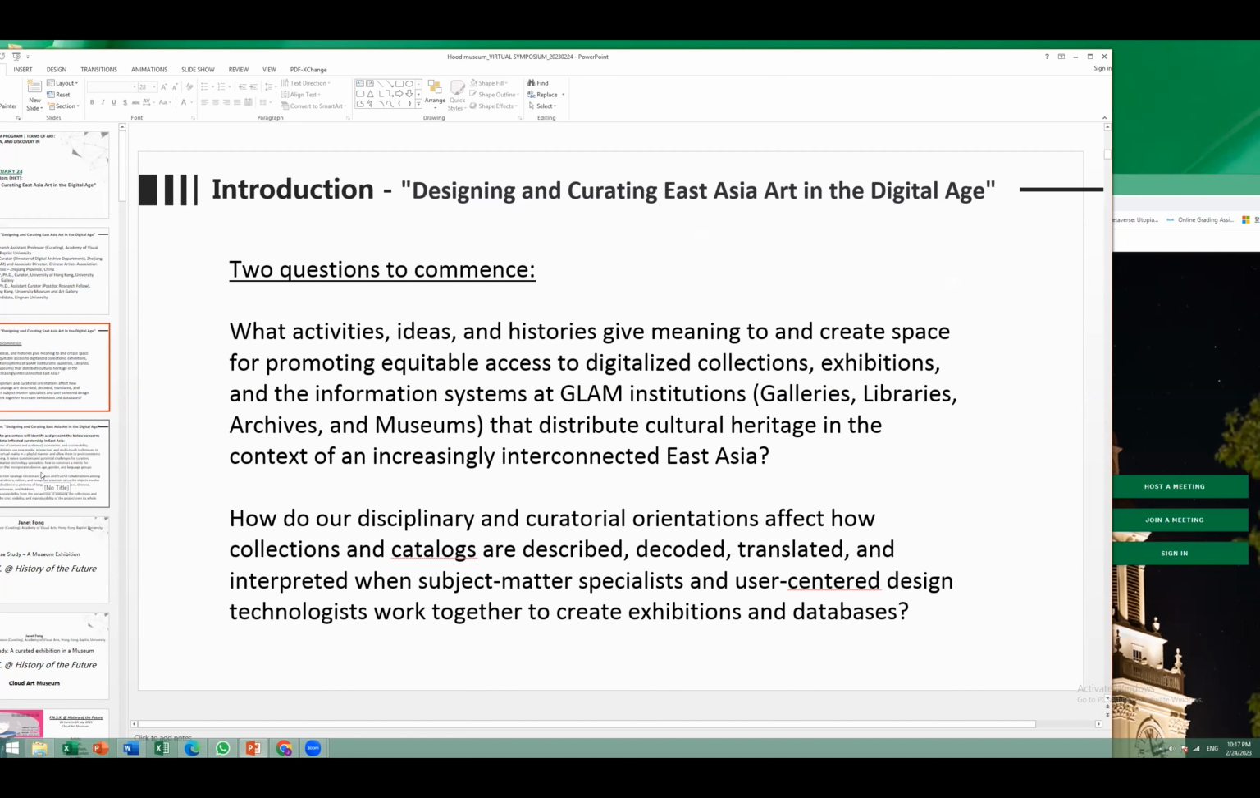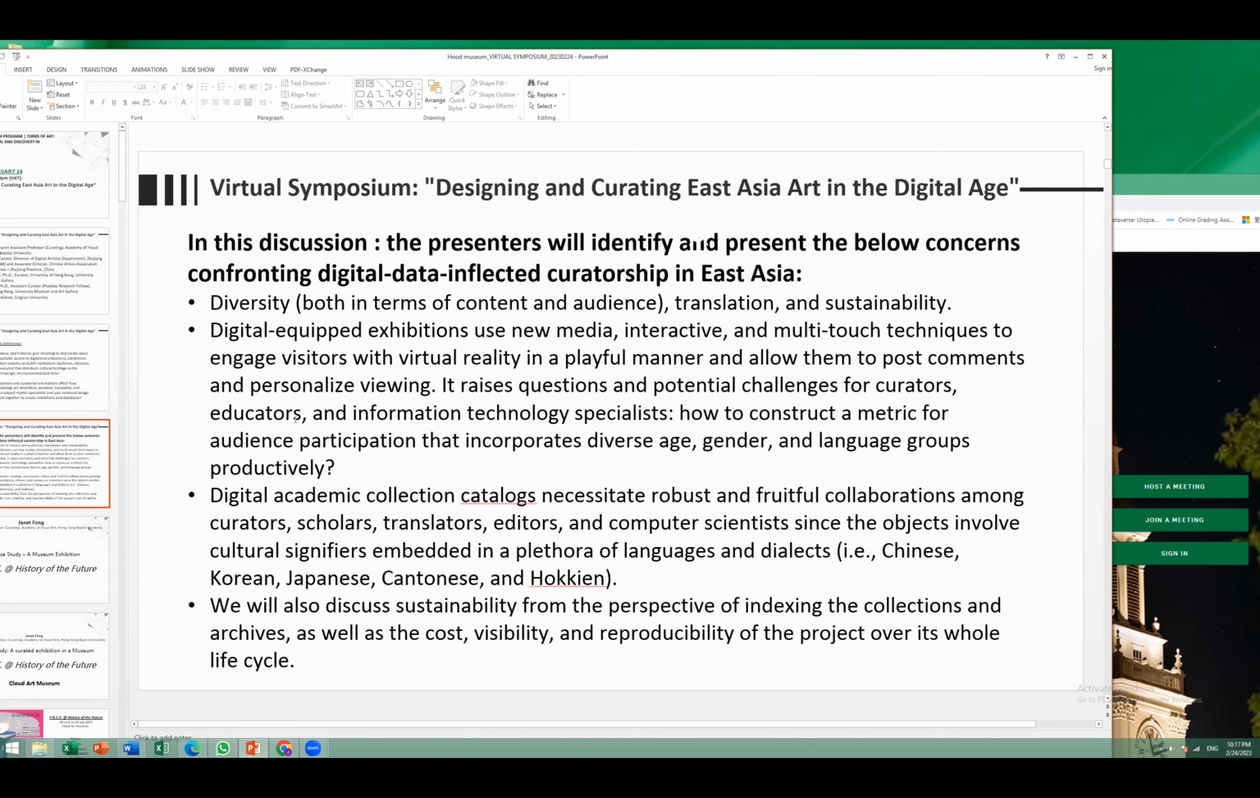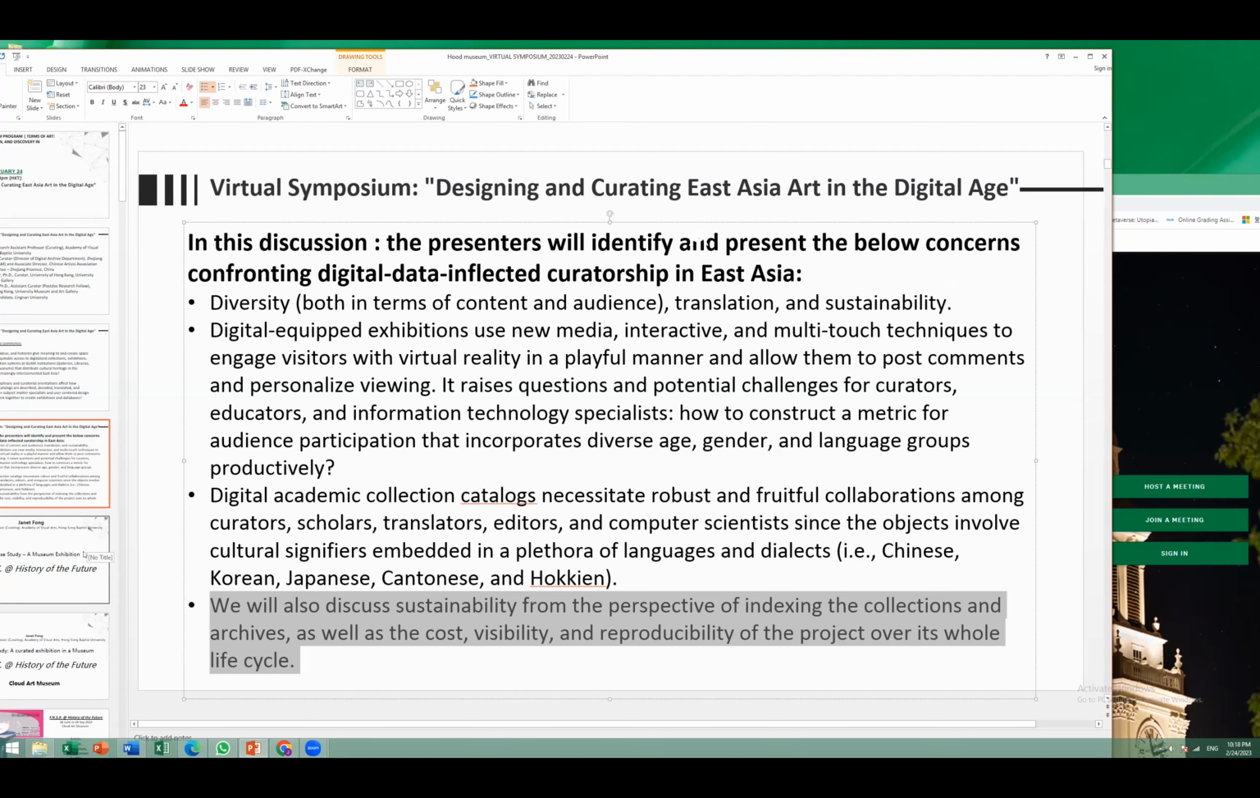So within these two questions, we also have those concerns that maybe you already have read as well. So I will not just spell it out now, but just keep those texts here for your reference, including those highlights here. And then we will discuss the sustainability from the perspective of indexing the collections and archives, as well as the cost, visibility, and reproducibility of the projects in our life cycle.